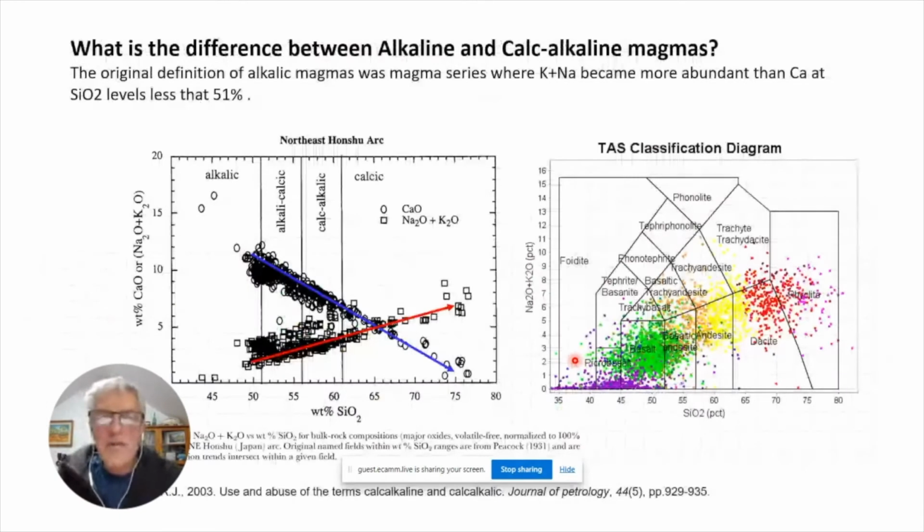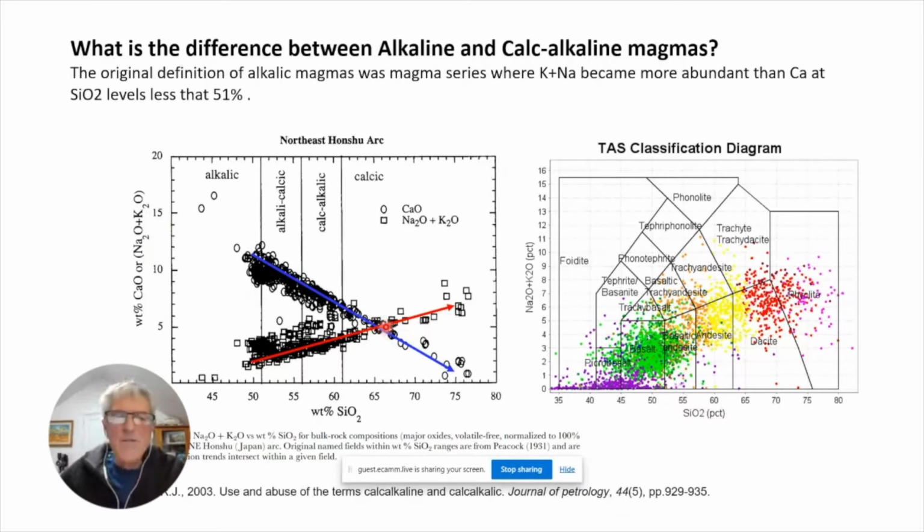We'll quickly have a look at the difference between alkaline and calc-alkaline magmas. The way this was originally defined way back in the 1930s, if you consider calcium, sodium, potassium, and aluminium, almost all of those elements are accommodated in feldspars. Right? And calcium-rich plagioclase will crystallize first, and as the silica content increases, the plagioclase becomes less calcic. So with fractionation, calcium goes down, but sodium and potassium will go up. And there's a crossover point in here.